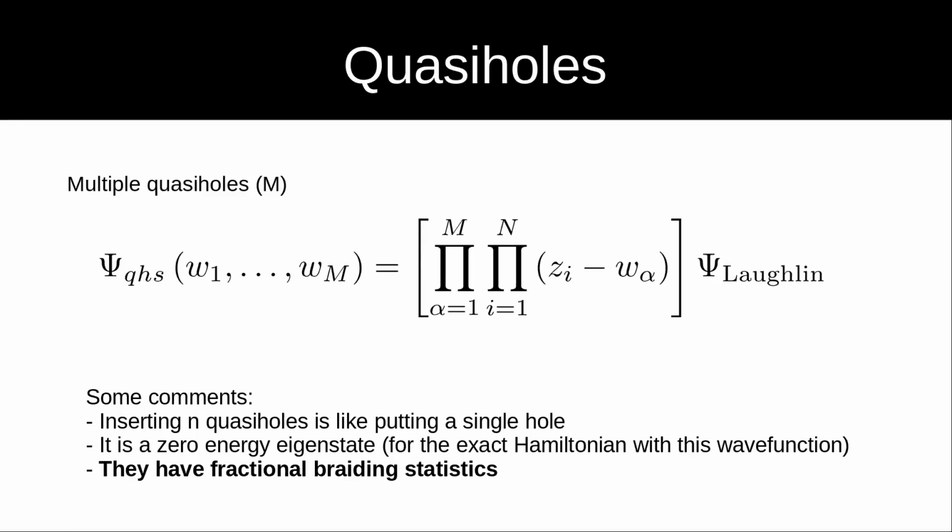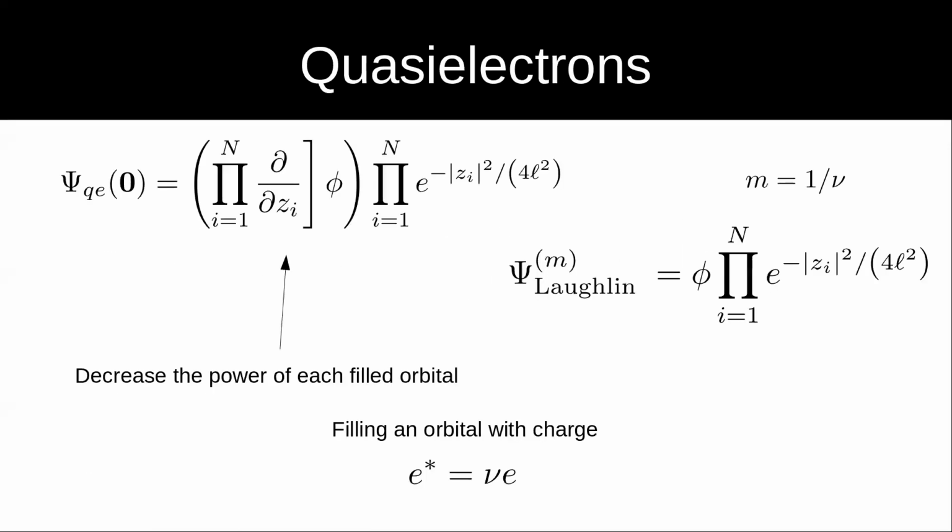And of course, you can use this very same logic to create several quasi-holes. So you can create one quasi-hole in location w1. You can create another quasi-hole in location w2. And this is going to be important later on. If you create m quasi-holes, you effectively just insert one charge. And this is, again, related with the fact that you have fractional electronic excitations in the fractional quantum Hall state.